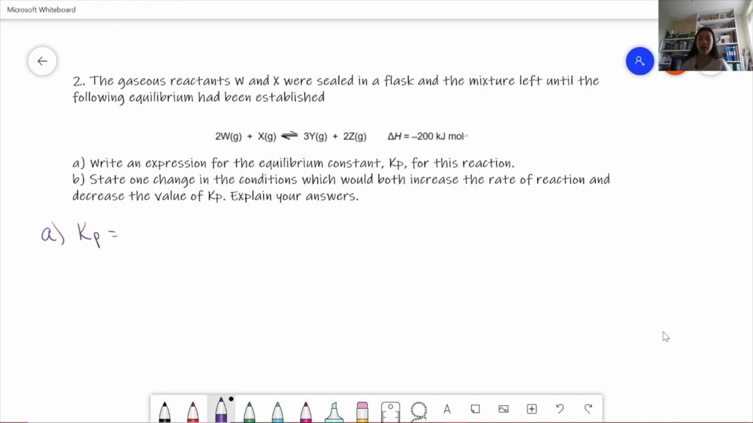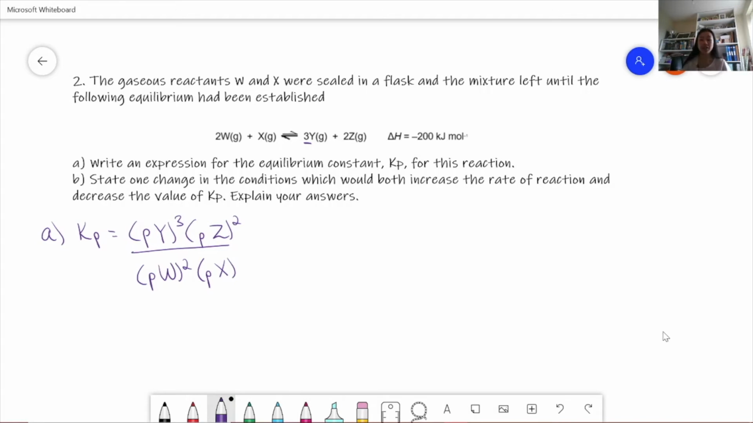So Kp is equal to the partial pressure of Y, and this is cubed because we have 3 moles of it, and we multiply that by the partial pressure of Z squared over the partial pressure of W squared multiplied by the partial pressure of X.